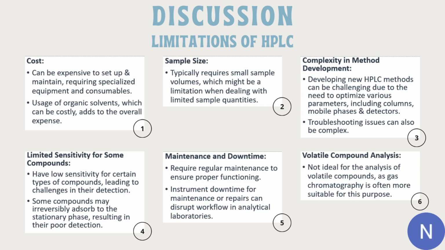HPLC systems require regular maintenance to ensure proper functioning. Instrument downtime for maintenance or repairs can disrupt workflow in analytical laboratories. And last but not least, HPLC is not ideal for the analysis of volatile compounds, as gas chromatography is often more suitable for this purpose. In conclusion, HPLC is a versatile and powerful analytical technique with numerous advantages, but it also has limitations that should be considered when selecting the most appropriate method for a given analysis.